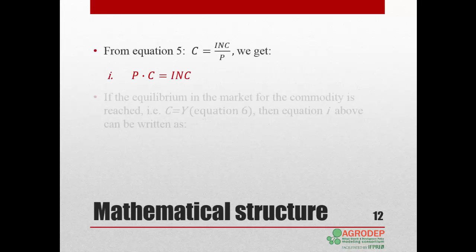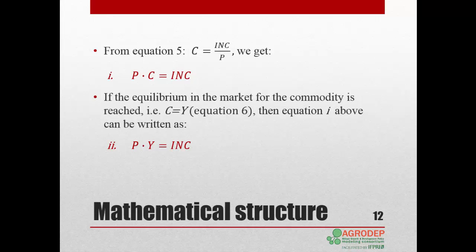We give a proof of Walras' law from equation 5, where consumption C equals income divided by the commodity price. We can bring the price variable to the left-hand side of the equation, and we get that P times C equals income. But since the commodity market is in equilibrium, meaning supply equals demand, or C equals Y, as in equation 6, then we can replace P times C in equation I by P times Y and obtain that PY equals income.